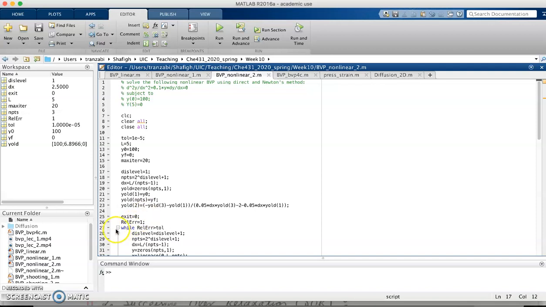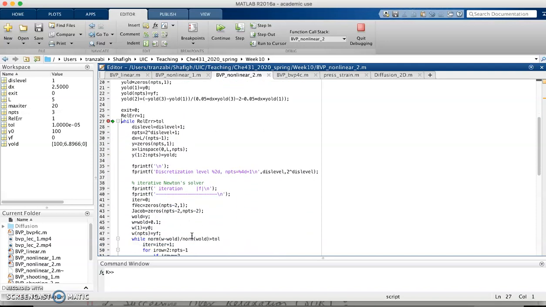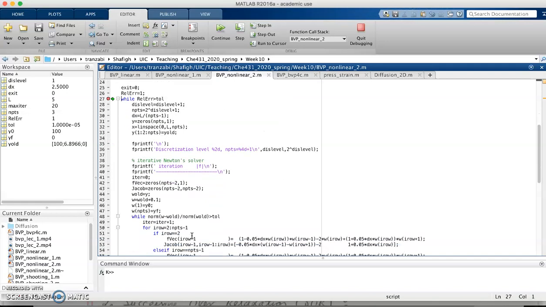If I put a breakpoint here and run the code, you see at this point I satisfy the 2 boundaries, which is 100 on one side and 0 on the other side, and the middle one, which is 6.89, is the one that I solved for. So now I'm going to use these 3 values as my initial guess for the next Newton's iteration.